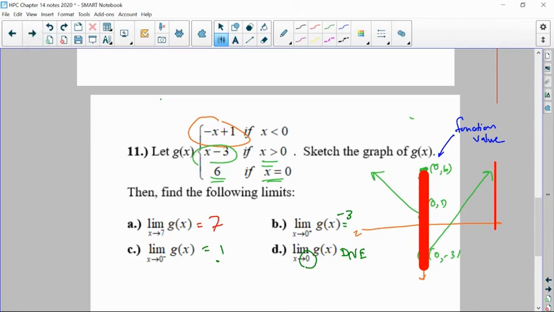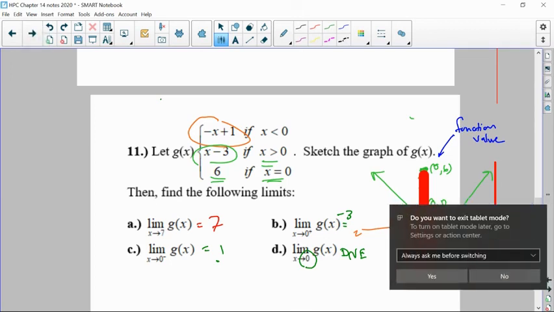Okay, so I want to stop the video because you guys have been looking at those a lot. I'm going to do another graph example and then do some stuff on our calculator.